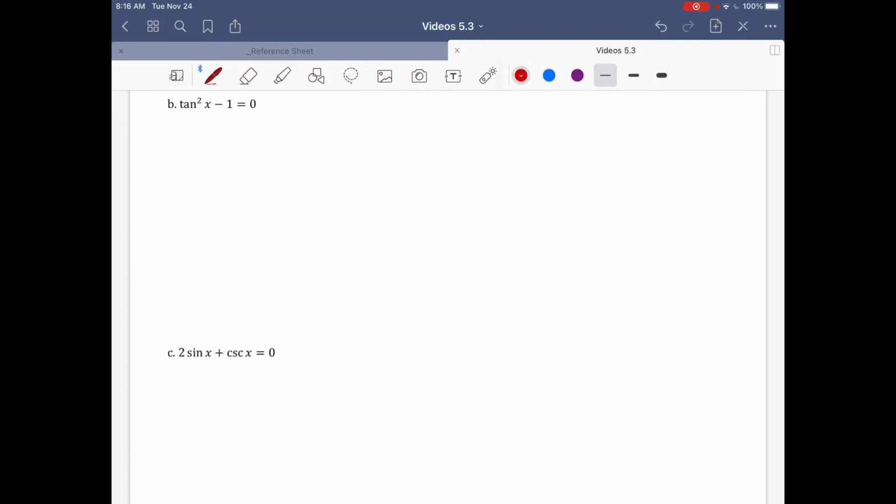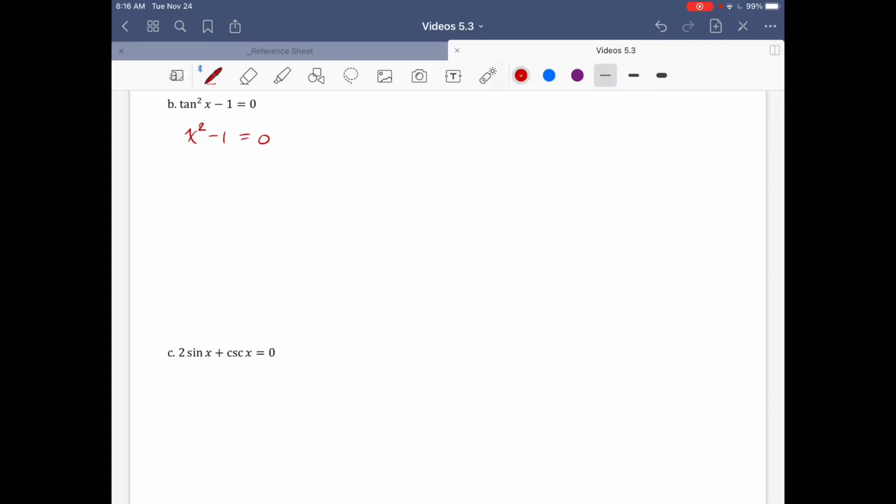Hi everyone. In this video we're going to continue our look into solving trigonometric equations and finding all solutions. So let's get right to it. In this particular example, the algebra will be identical to whether the tangent was there or not.